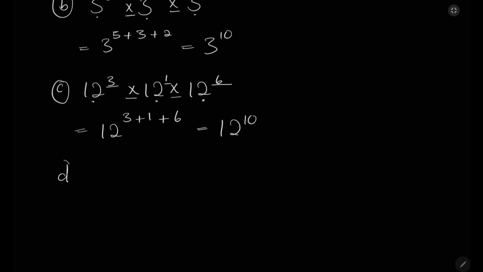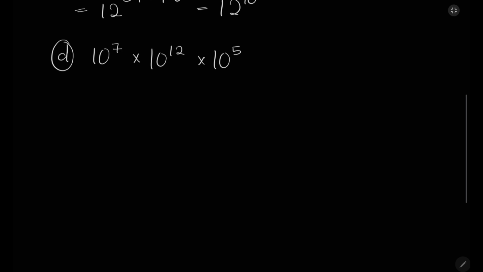Now let's try D. Let's do 10 to the power 7 times 10 to the power 12 times 10 to the power 5. How do we solve this? We have to check whether we have the same base. We have 10, 10, and 10.